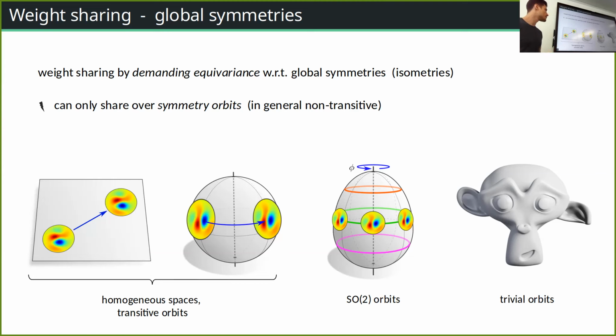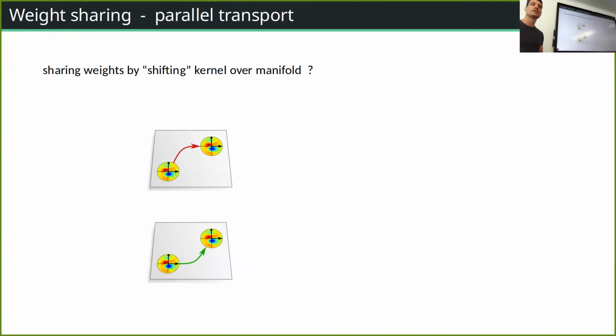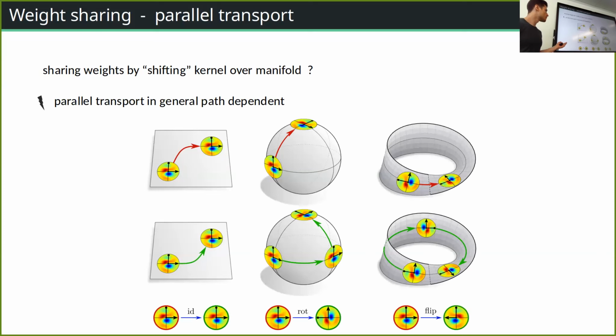So it's not a useful approach for us. Then a different intuition which many people have is that if you convolve, you take your kernel and you shift it over the manifold. And this is actually well defined on Euclidean spaces, since parallel transport is path independent on Euclidean space. But if we go to a curved space like a sphere, then you will get a different rotation of the kernel out if you choose different paths.